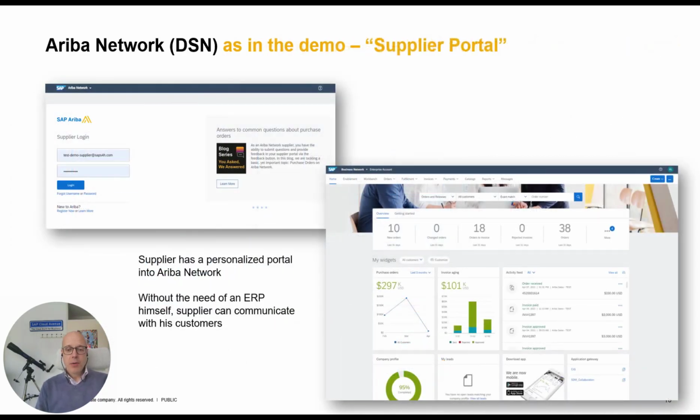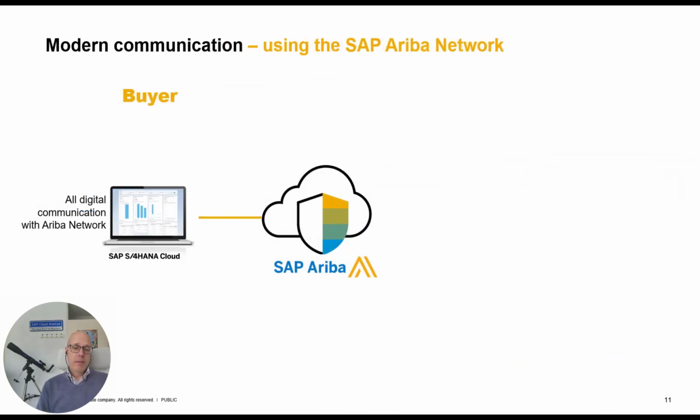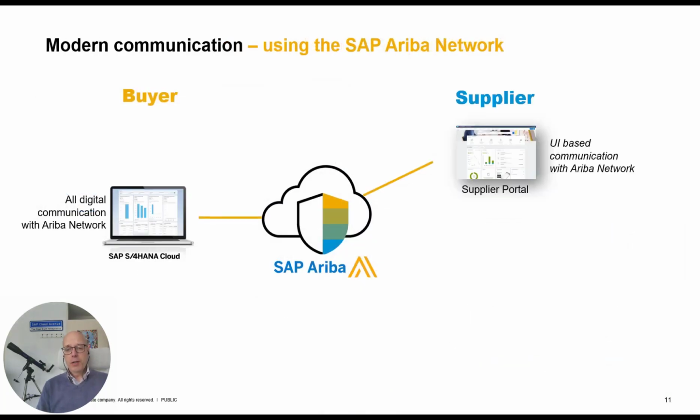We've seen in the demo that the supplier was using a portal, a UI, a user interface, straight into the Ariba network. So the supplier communicates to the buyer on the other side of the network using a human interface. But this is only one of the options we have with Ariba Network. Because with the buyer being connected to the Ariba network, the supplier being able to use a UI basically means that the UI-based communication with the Ariba network is possible.